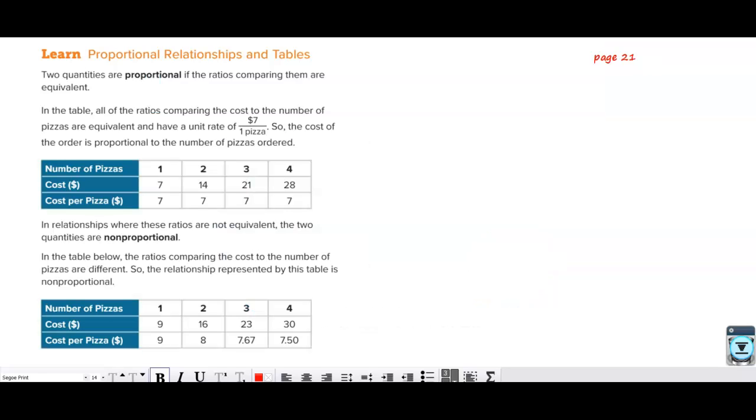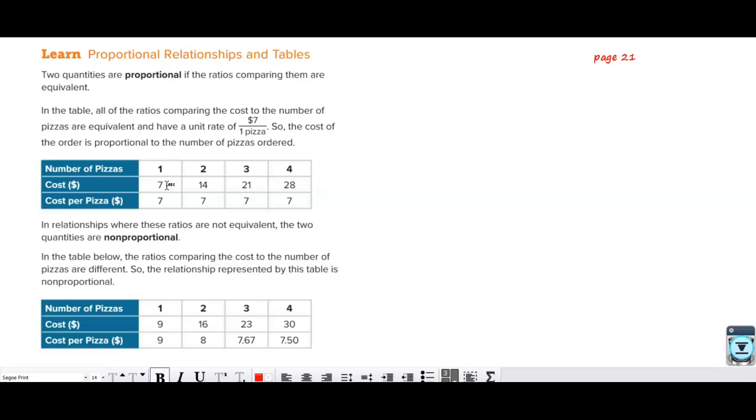Next. Two quantities are proportional if the ratios comparing them are equivalent. In the table, all of the ratios comparing the cost to the number of pizzas are equivalent and have a unit rate of $7 for one pizza. So the cost of the order is proportional to the number of pizzas ordered. You'll notice that you can take each of these top numbers and multiply them by 7 to get the cost for pizzas because every pizza is $7.